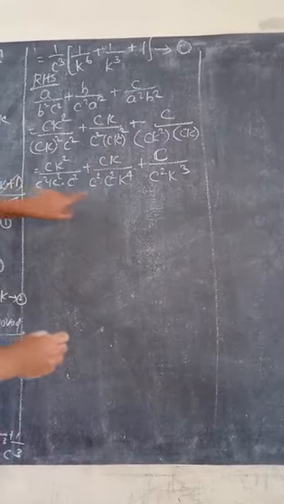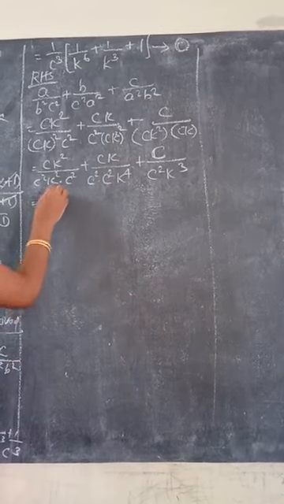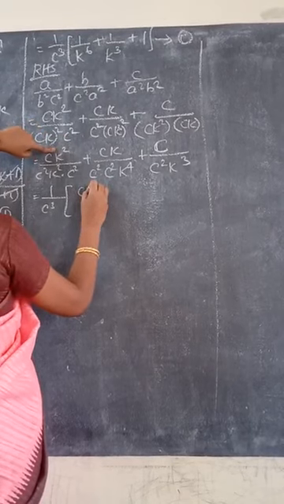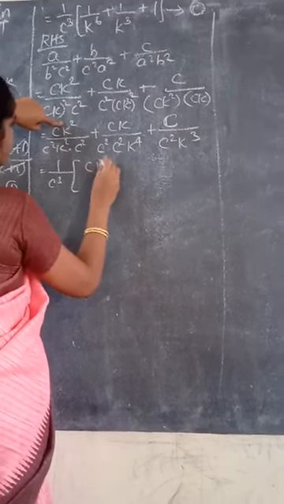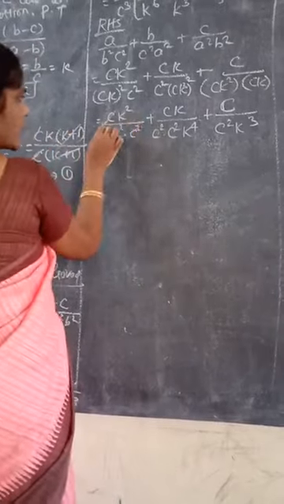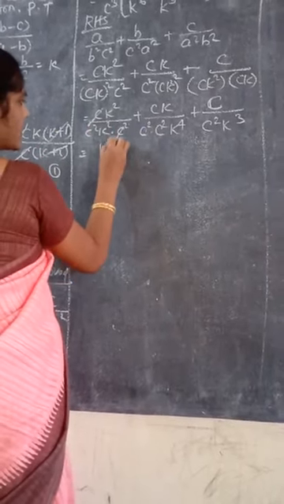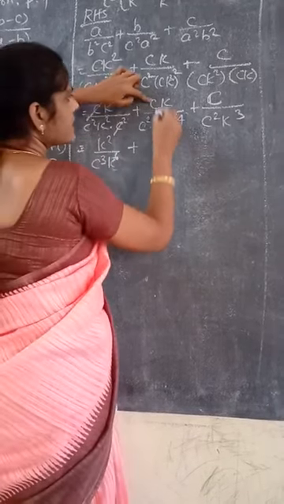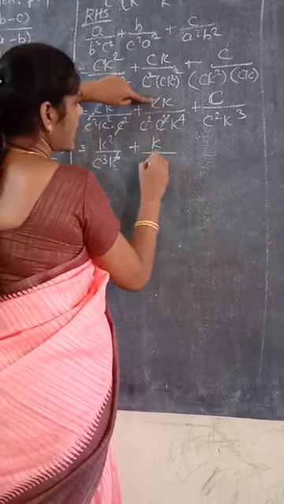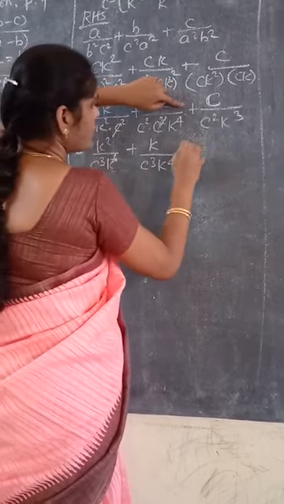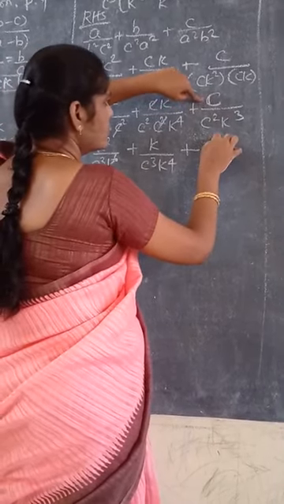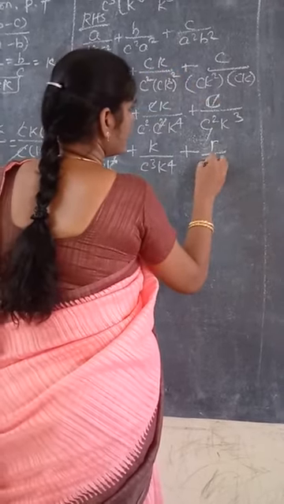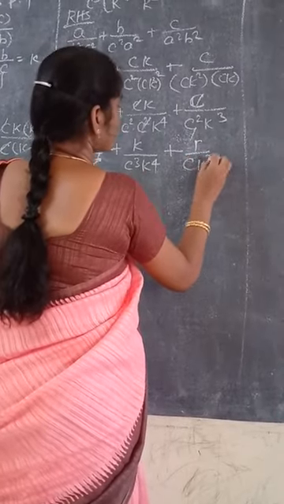So listen, in all the terms we have c cube, take it as common, 1 by c cube common, also remaining. Continue. Cancel the c term. 1 c cancel, so remaining k squared by c cube k power 6 plus here also 1 c cancel. So k by c cube k power 4 plus here also c cancel. So 1 by c k cube.